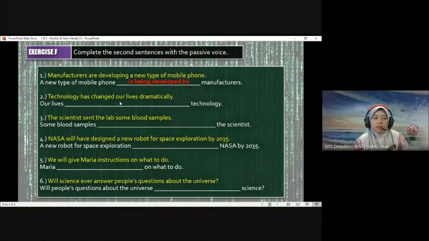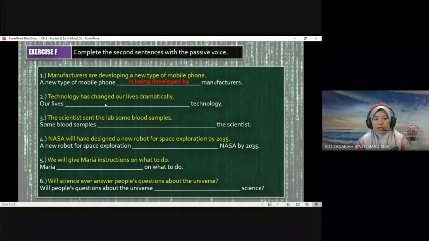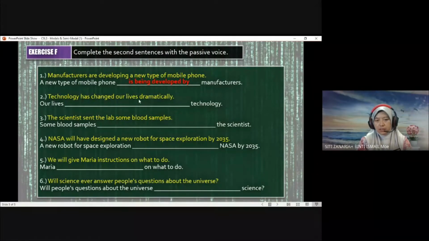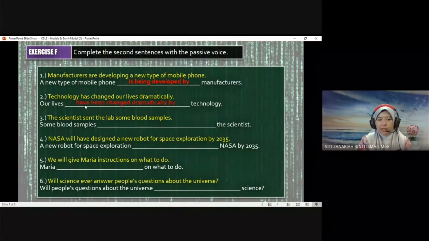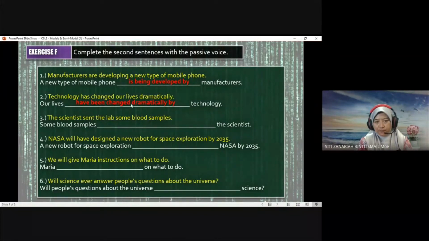Question number 2. Technology has changed our life dramatically. It is written in the present perfect. So when you change to passive voice: our life has been changed dramatically by technology. Since change is a regular verb, you just add ed. This one also adds ed.